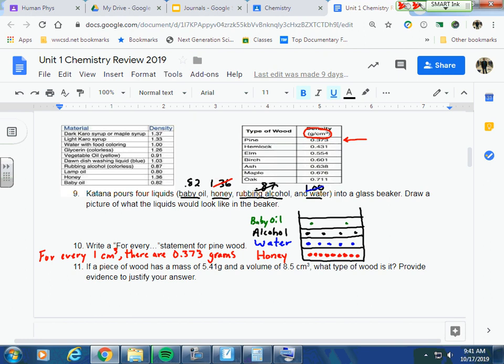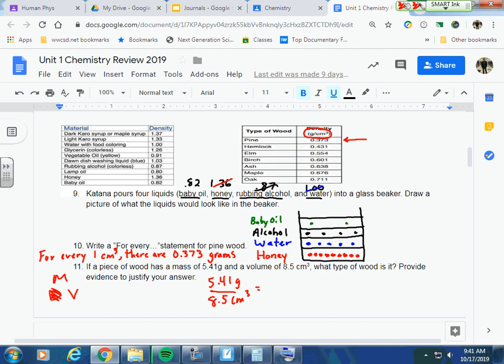Number 11, if a piece of wood has a mass of 5.41 grams and a volume of 8.5 cubic centimeters, what type of wood is it? Provide evidence to justify your answer. So when we're trying to identify substances, we talked about density being a characteristic property. So I'll find the density. If I cover up density, it means I got to do mass divided by volume, mass over volume. 5.41 grams divided by 8.5 cubic centimeters.